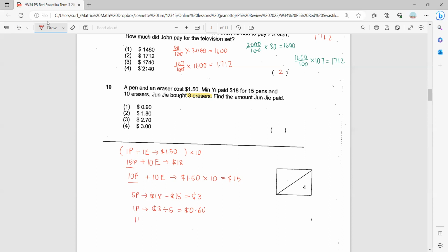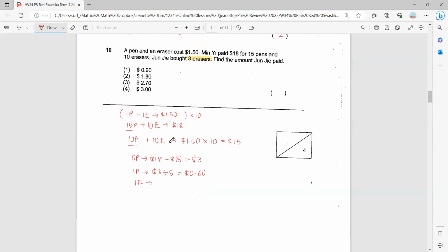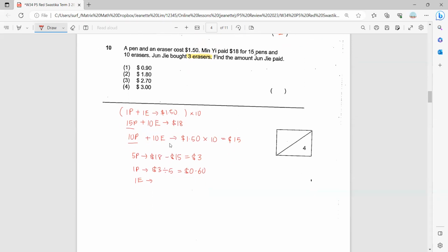Then one eraser: you take this $1.50 minus 60 cents, which is 90 cents. And I want to find what he bought, so 3 erasers. Then times 3. Okay, so that's the answer.